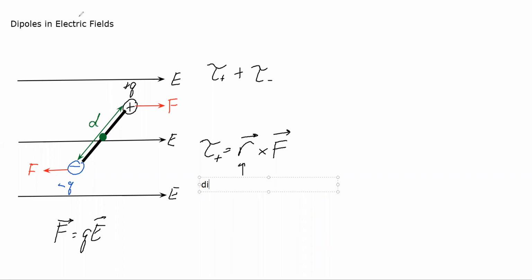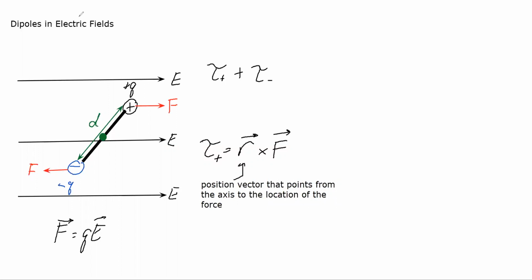It's not just distance, it's really a vector, a position vector that points from the axis, or in this case the center of mass, to the location of the force. Okay. So in that case, what are we looking at here?